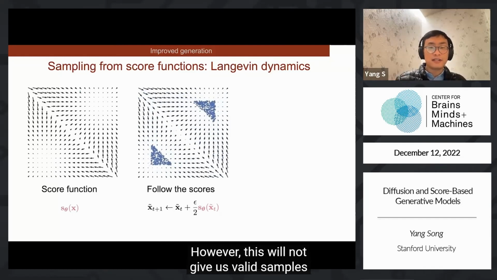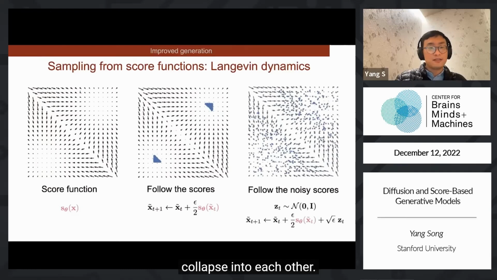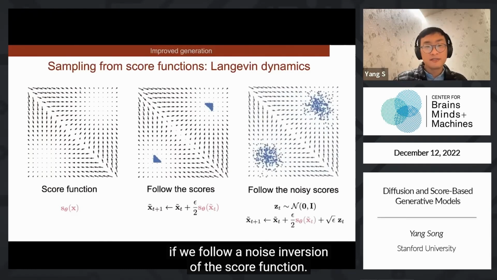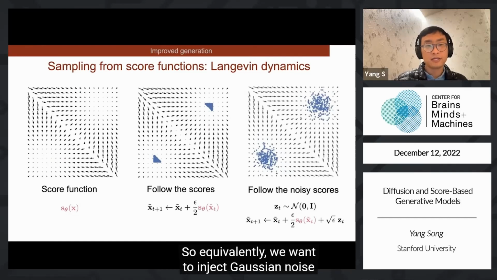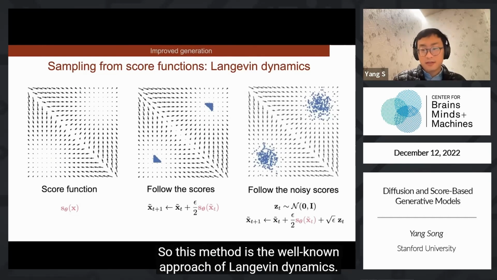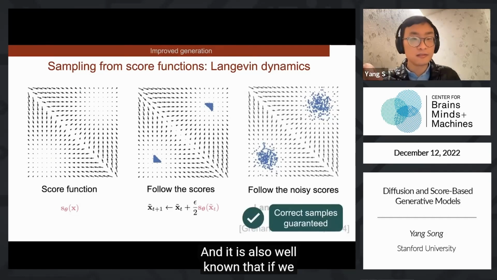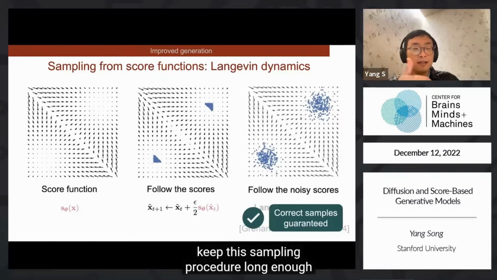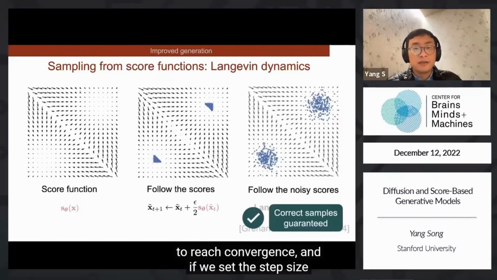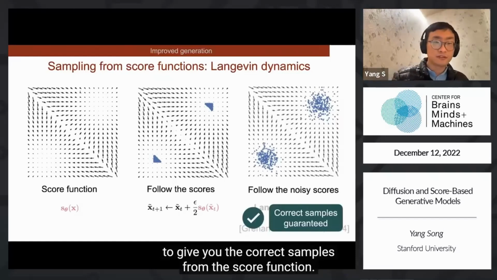However, this will not give us valid samples because all those points will eventually collapse into each other. But this problem can be addressed if we follow a noisy version of the score function. Equivalently, we want to inject Gaussian noise into our score function and follow those noise-perturbed score functions. This method is the well-known approach of Langevin Dynamics. And it is also well known that if we keep this sampling procedure going long enough to reach convergence, and if we set the step size to be very, very small, then Langevin Dynamics is guaranteed to give you the correct samples from the score function.